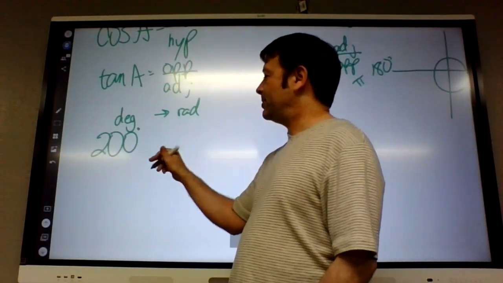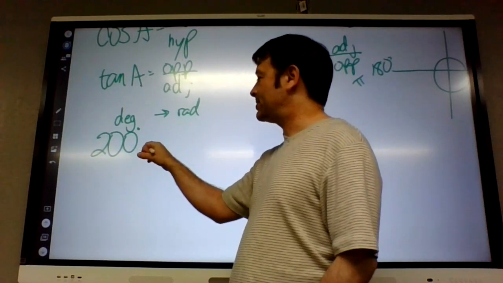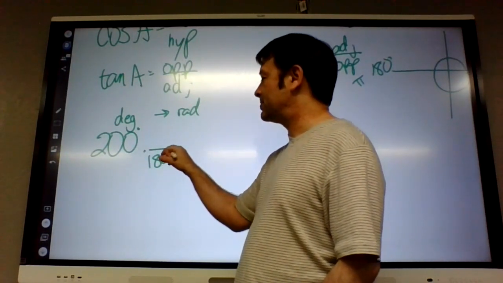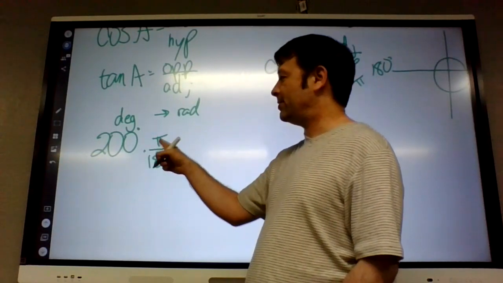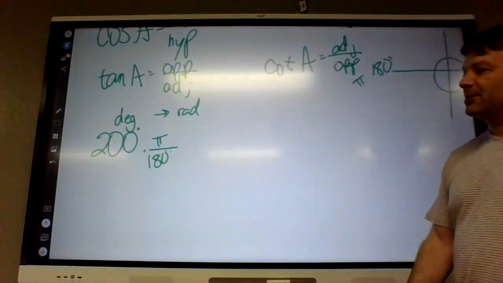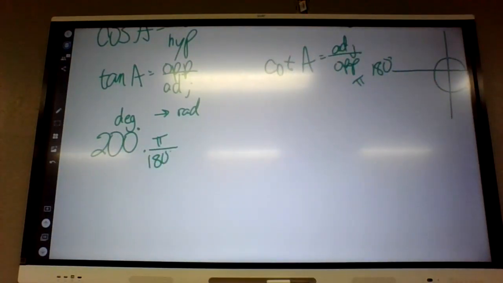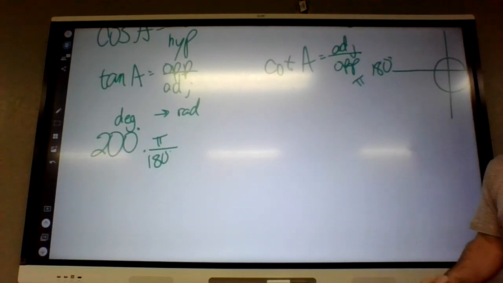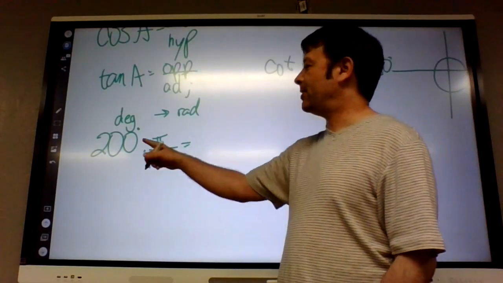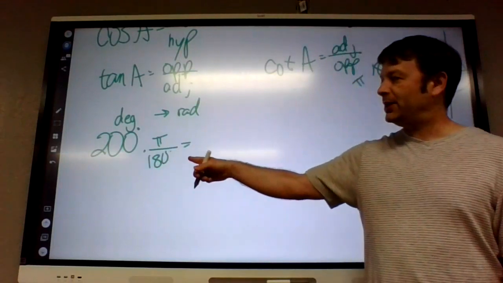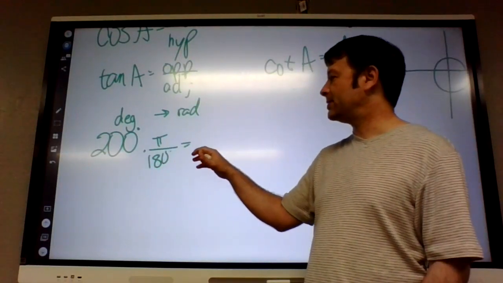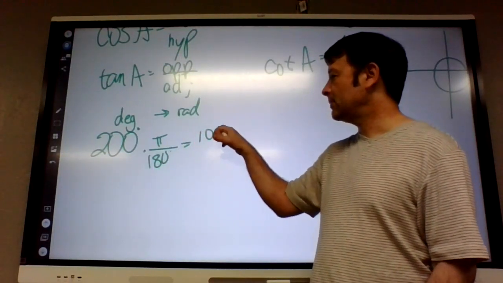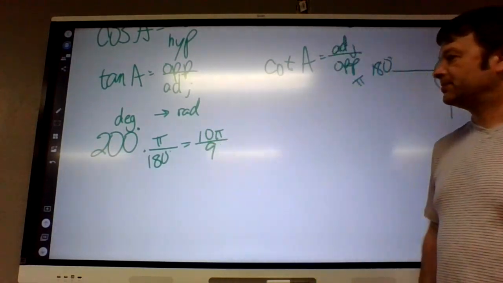Back to degrees. How do we turn degrees into radians? Basically you divide out the degrees and multiply in the radians. Pi and 180 are like the same thing. So you divide out the degrees and multiply. Usually what would come out, like 200 over 180, reduces to 10 ninths. So it's like 10 pi over 9.